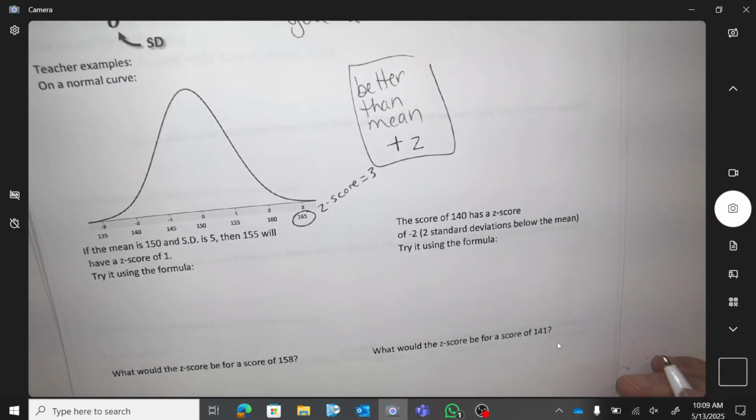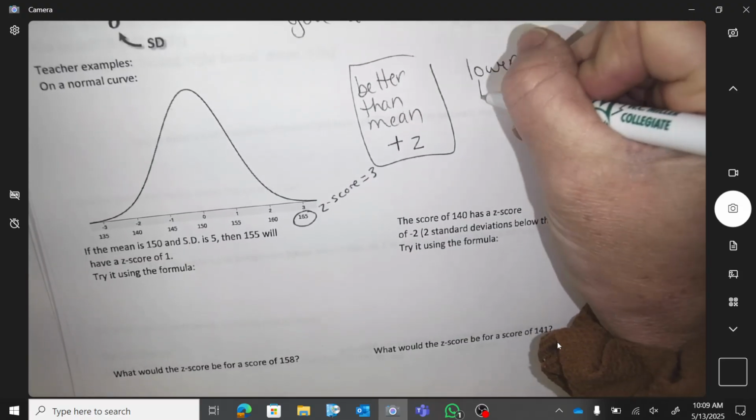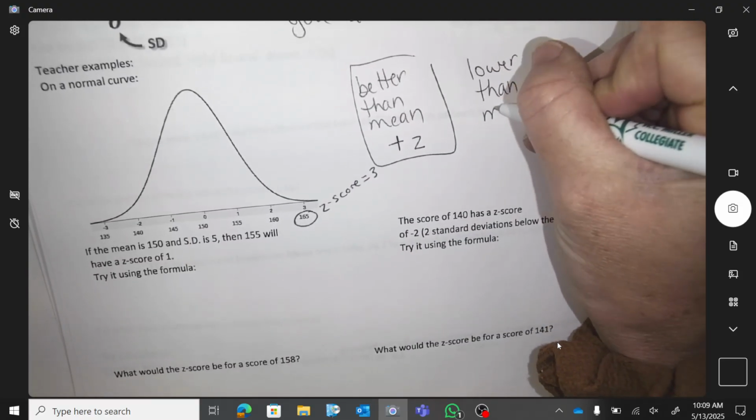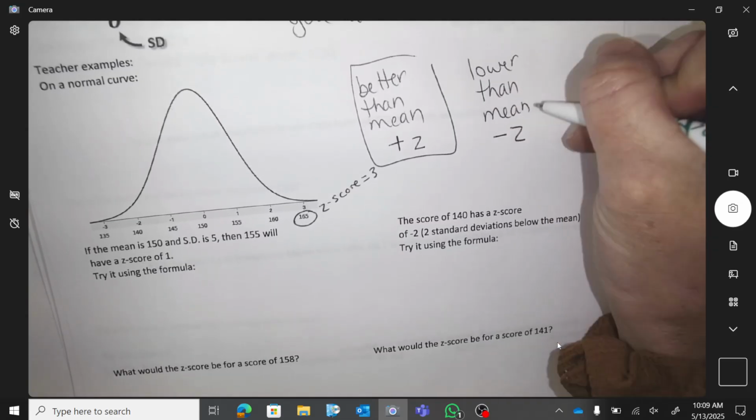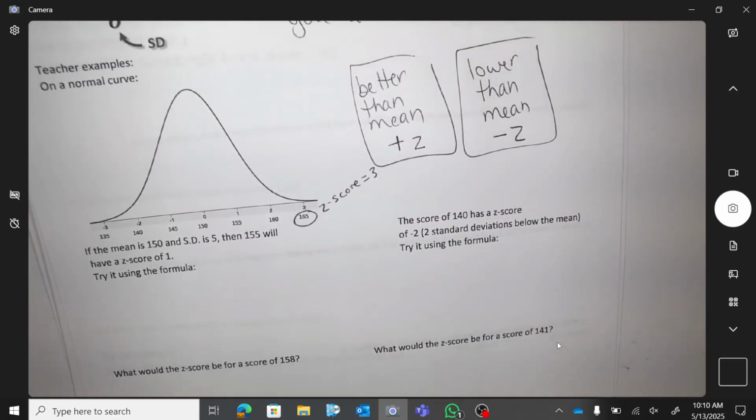So what if you're lower than the average? If you're lower than the mean, you better have a negative Z-score, showing that you're below the average. And that's for every question? Yep, that's an always true thing. Okay, and so something to think about.